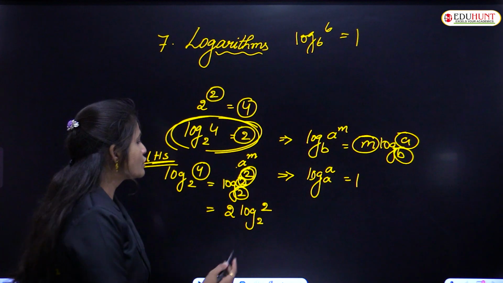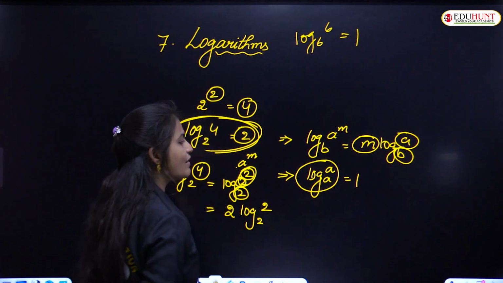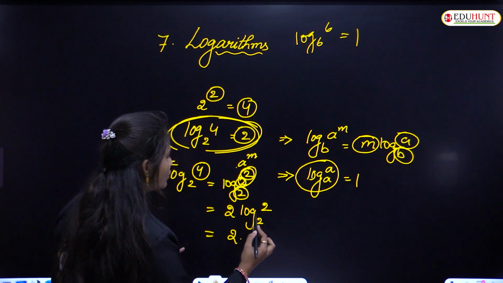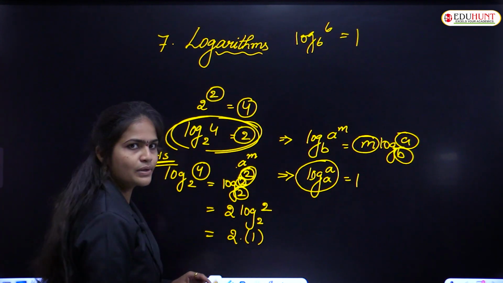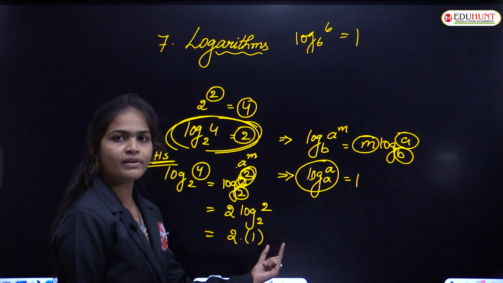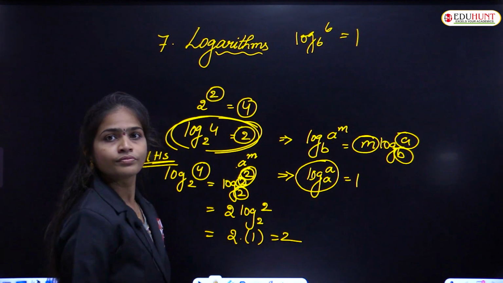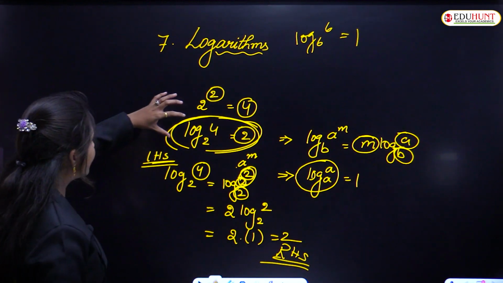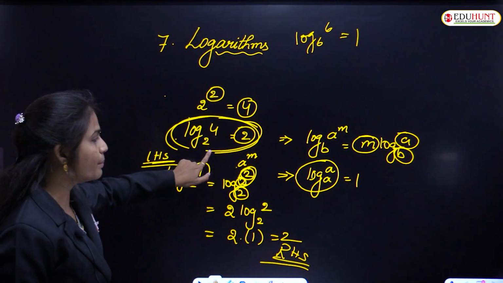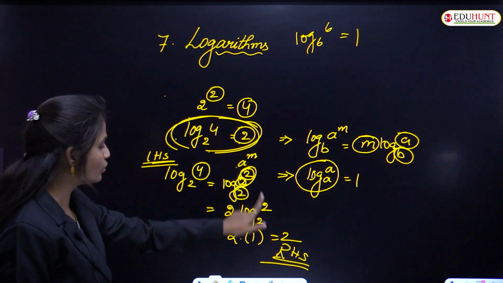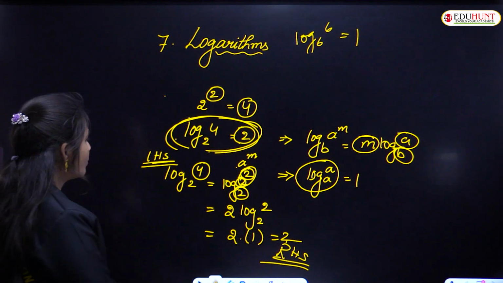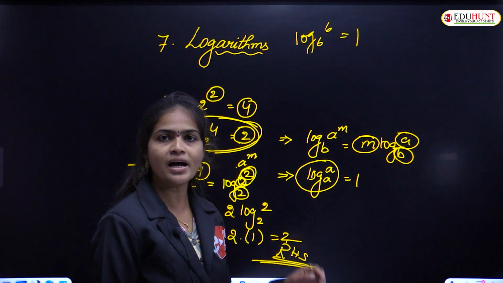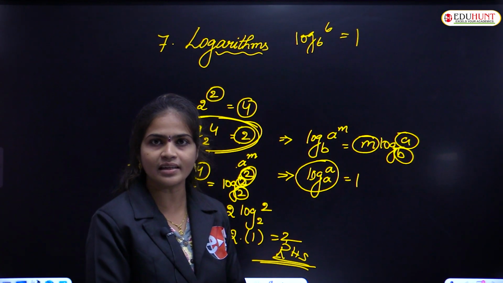Understand? Here we already know that log a base a value is always equal to 1. So 2 into log 2 base 2, and that value is 1, we know that. So 2 into 1 is equal to 2. So here we got the RHS. Actually we took the LHS as log 4 to the base 2 and the RHS is 2. So we got the RHS as 2. By observing this, LHS is equal to RHS. Understand how to convert exponential form into logarithm form?